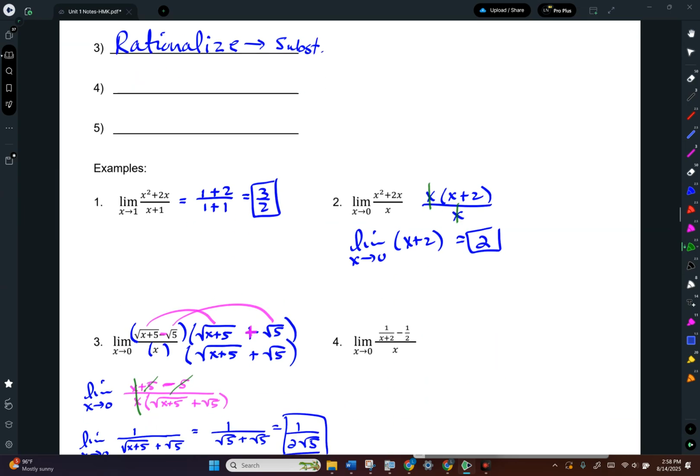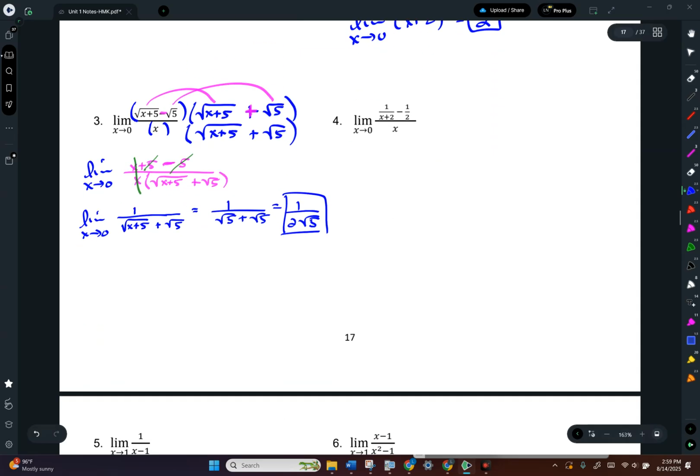So number 4, you might simplify. Oh, I don't know why I changed to green. I want to keep it consistent up here. You might simplify. And when I say simplify, a lot of times what that means is that you have a complex fraction. What's a complex fraction? Well, that's when you have like a fraction within a fraction. So we're going to simplify this so that it's no longer fractions within fractions.